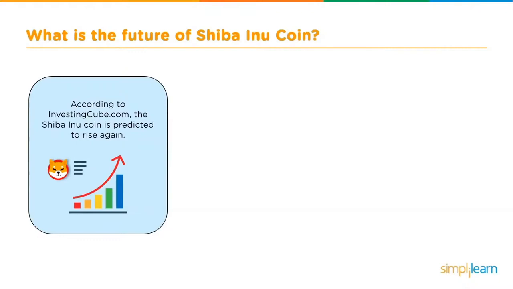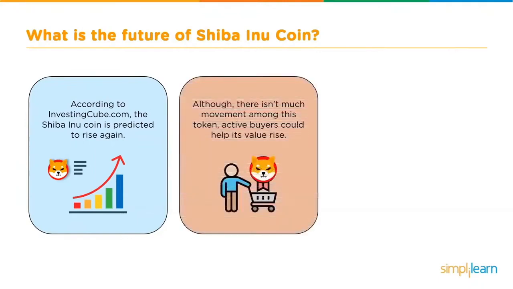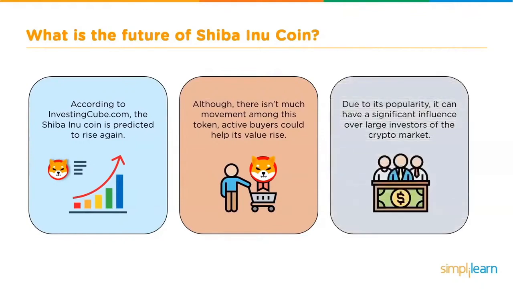According to investingcube.com, the Shiba coin is predicted to rise again. Although there isn't much movement among these tokens and their value, active buyers could help its value rise. The value could rise to 0.00001040 in a more active buyer's market. Although it may not appear to be a significant amount, due to its popularity in future, it can have a significant influence over large investors of the crypto market.